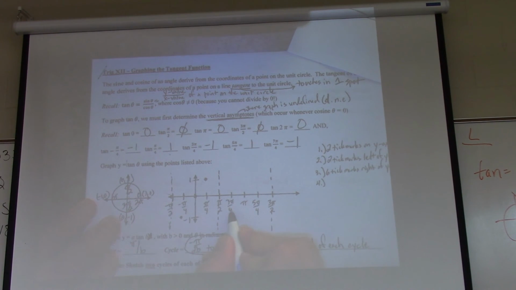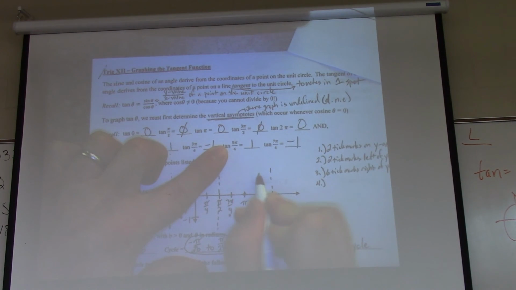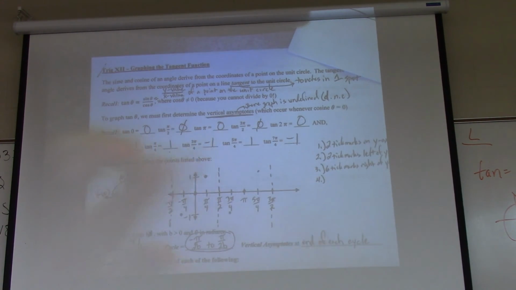Tangent of 3 pi over 4. Again, I have that written right here. It's just negative 1. Tangent of pi. Again, I have that written right here. Is 0. Tangent of 5 pi over 4 is 1. And I'm going to stop there because what I want for all tangent graphs is 2 cycles.